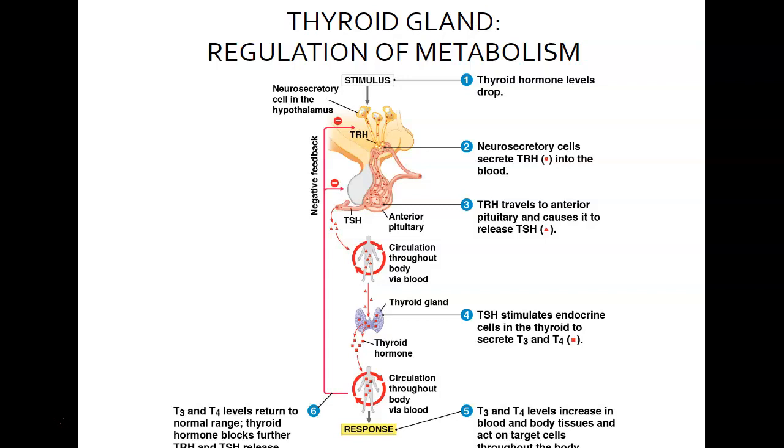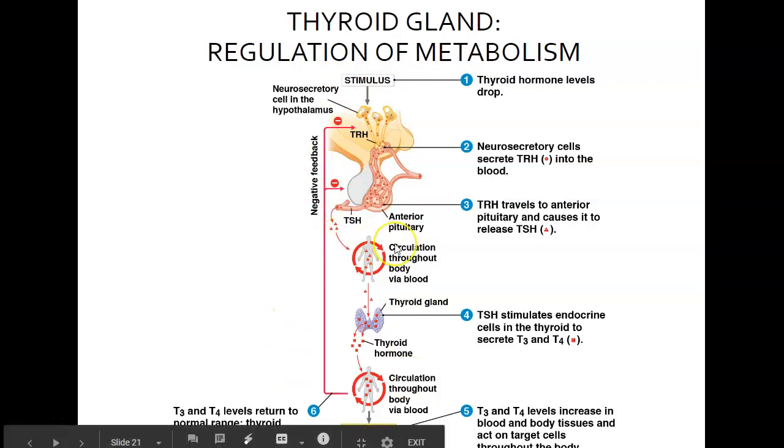It can act in a negative feedback capacity because T3 and T4 originally increase in the blood and act on target cells. But once they do that and they return to a normal range, then those hormones can actually block the further release at multiple points. So it can block the TRH release and it can also block the TSH release so that it goes back to normal levels. And then when they drop to a significantly low portion, then the feedback isn't there anymore, and then you can make more of this process.